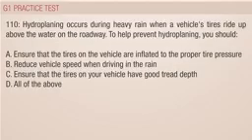Question 110. Hydroplaning occurs during heavy rain when a vehicle's tires ride up above the water on the roadway. To help prevent hydroplaning, you should: A. Ensure that the tires on the vehicle are inflated to the proper tire pressure. B. Reduce vehicle speed when driving in the rain. C. Ensure that the tires on your vehicle have good tread depth. D. All of the above. Answer D. All of these answers are correct.